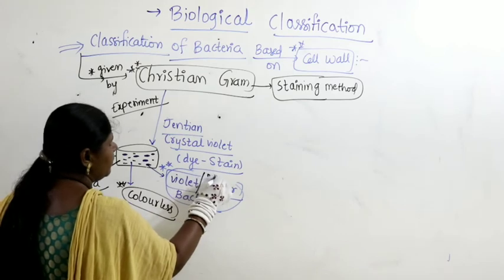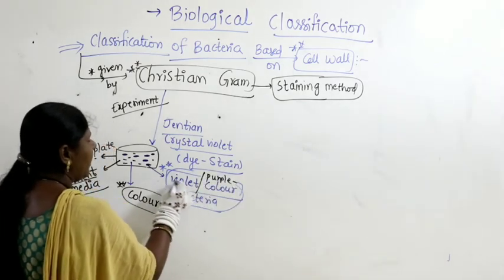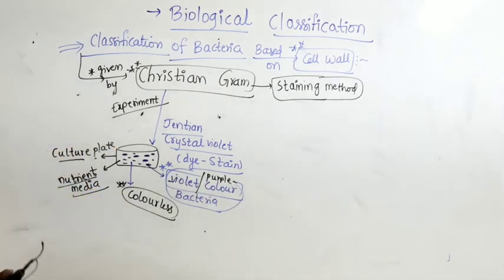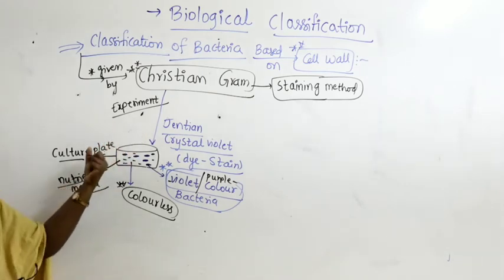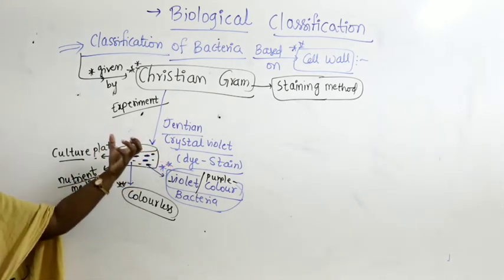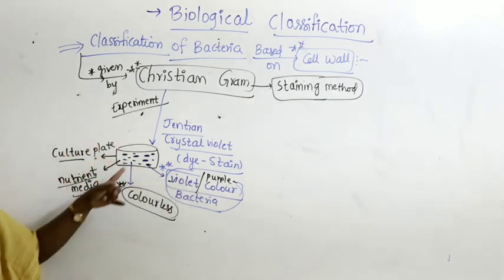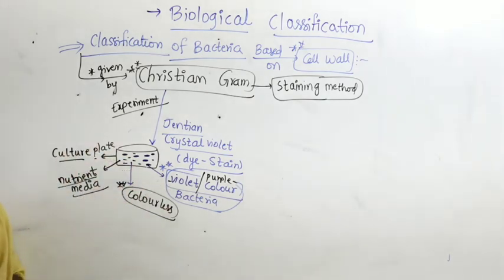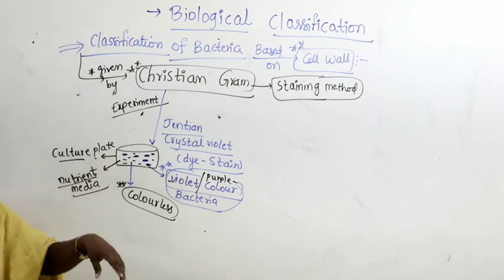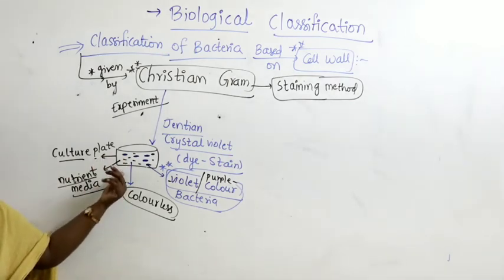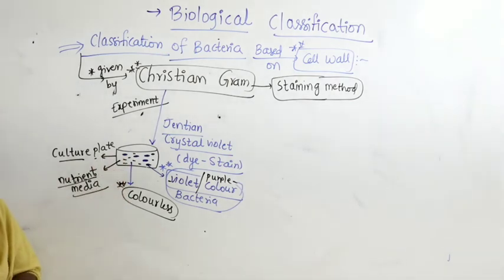Either you can write purple color or you can write a violet color. Right? So some of the bacteria were able to take the crystal violet stain and they appeared in violet or purple color, and some other bacteria appeared as colorless. So the next day, he did not get why some bacteria have the ability to take up the stain, and why other bacteria do not. He could not understand.